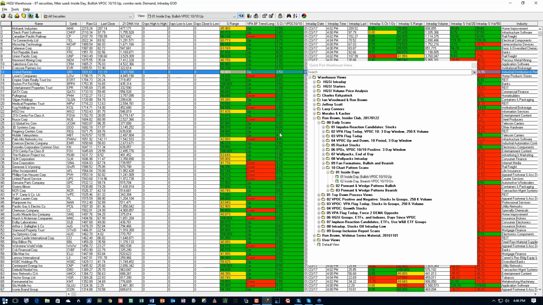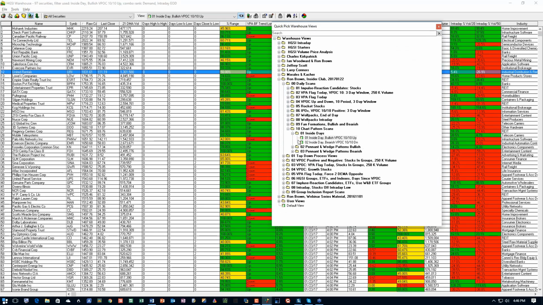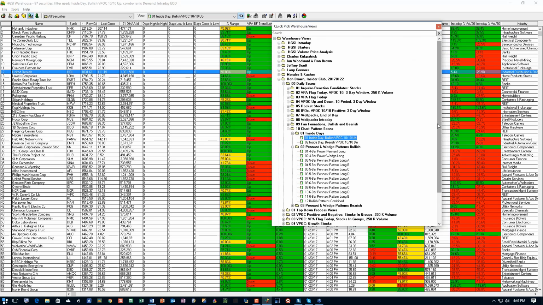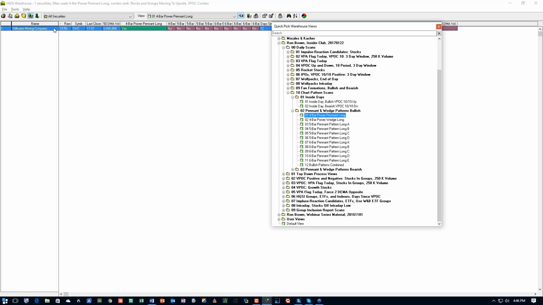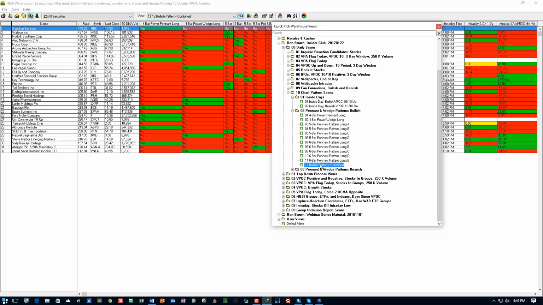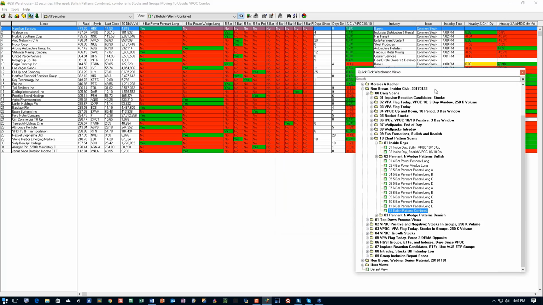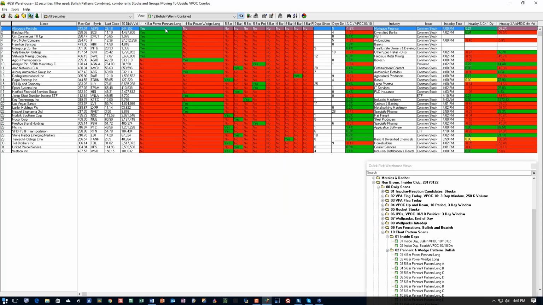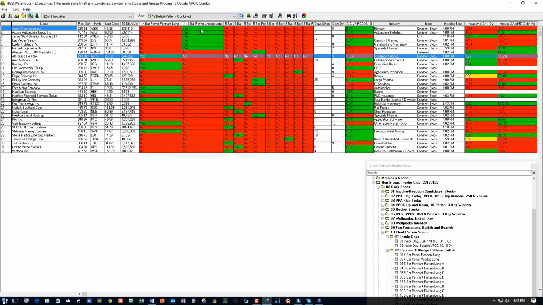Now let me quickly go down here to the pennant and wedge bullish. You can see that very few come up here. What I did is I put all the different versions in here. I'm not going to go through all these because we don't have time to do that. But I put a combined view in here. So number 12 is a combined view, and you can sort on these, and you can look for the 4-bar, in this instance, 4-bar power pennant or 4-bar wedge. Look at the help file if you're unsure as to what they are. These are variations of the pennant.